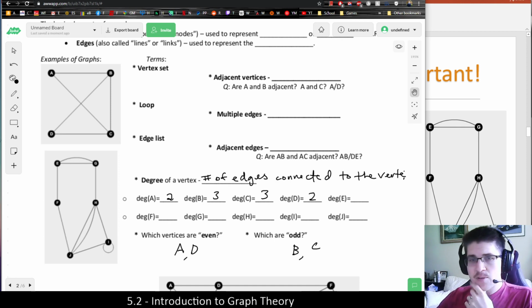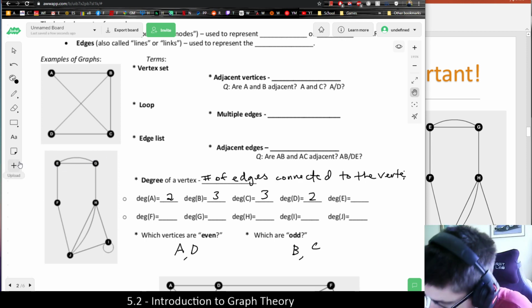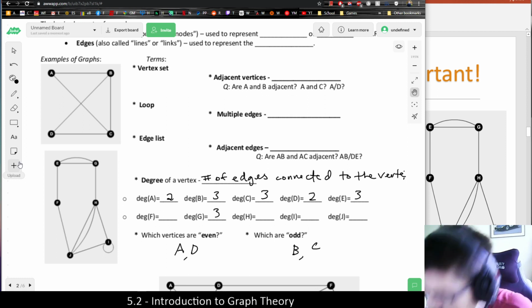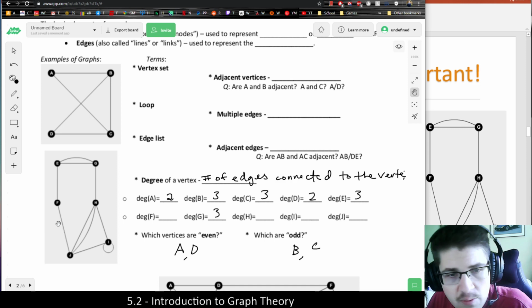Say we were to look at the second graph, I could look at, say, vertex E. What I wanted to mention is multiple edges do count for degree. Technically it is only connected to 2 other vertices, but since this one has 2 edges, E would technically have a degree of 3. Same with G, a degree of 3. F would only have a degree of 2.